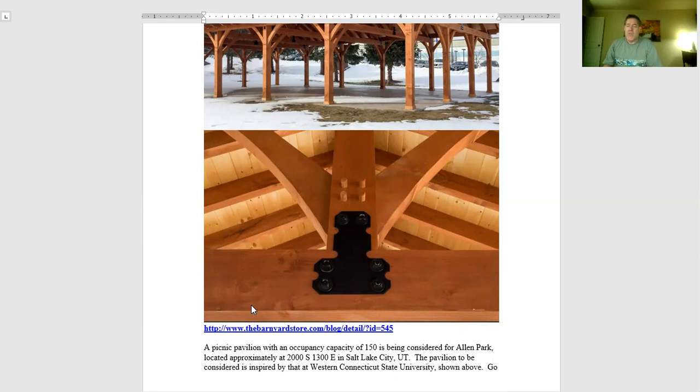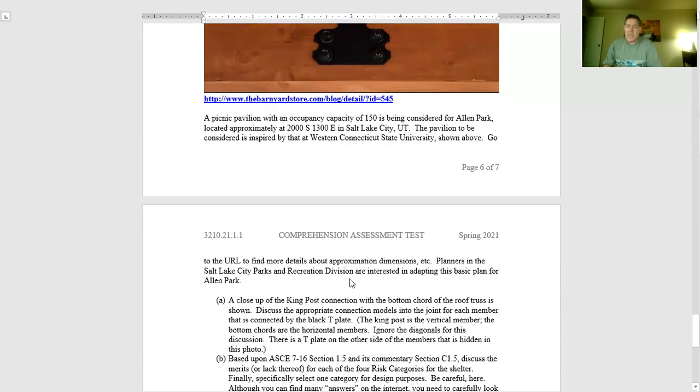Now you would make the same argument for the bottom cord. However, note that the bottom cord is continuous all the way through. And that means it's going to be modeled as a rigid connection to the joint at that location, right? So that was part A.